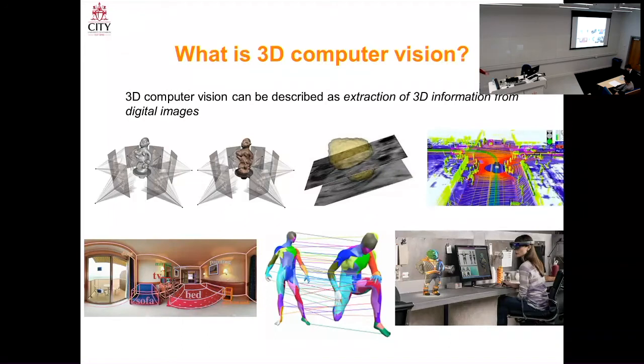Okay, so if we're going to talk about 3D computer vision, here's a good definition. 3D computer vision can be described as extraction of 3D information from digital images. Okay, so that's very broad, and in fact, 3D vision covers loads of things. For example, here you might have a collection of images taken from different viewpoints, and you want to then reconstruct a 3-dimensional shape which projects back to the images, okay?